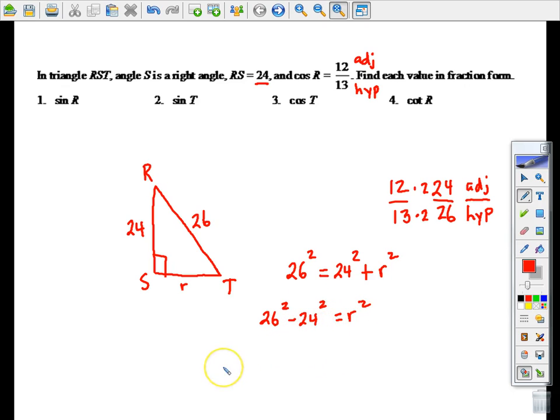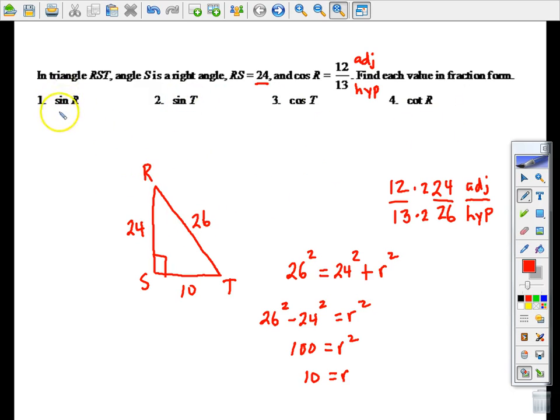So my first move, I'll just do this in my calculator. 26 squared minus 24 squared, that is 100. That equals R squared, but I'm looking for R, so that means I've got to do the square root of both sides. And we found the measurement of that other leg is 10. And now it should make it pretty easy to find the trig ratios that we're asked to find.